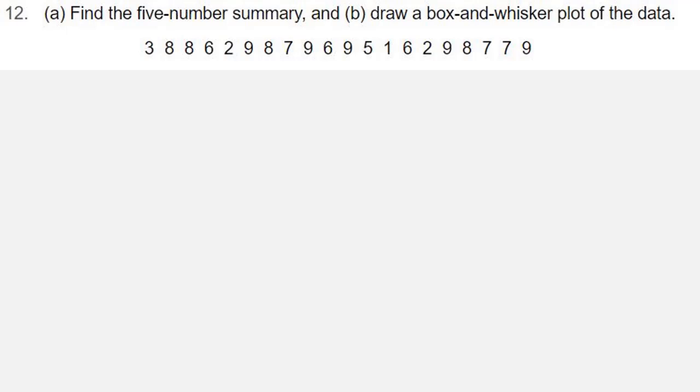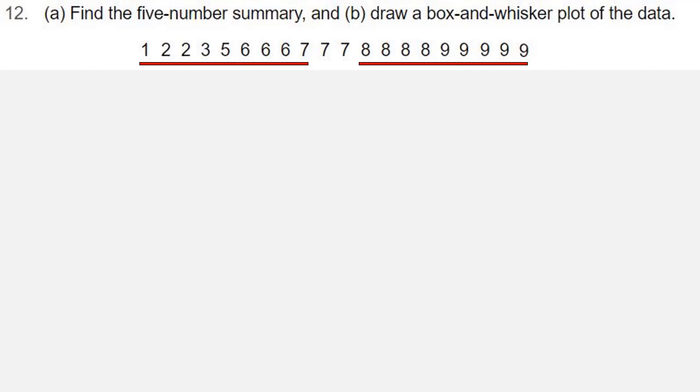So when we have a set of data like this and we want to do the 5-number summary, which involves finding the quartiles, we need to have the data set in order. So the first thing I'm going to do here is order the data set. Let's go ahead and do that now. Now that I have the data set in order, then I can go ahead and start to find the quartiles.